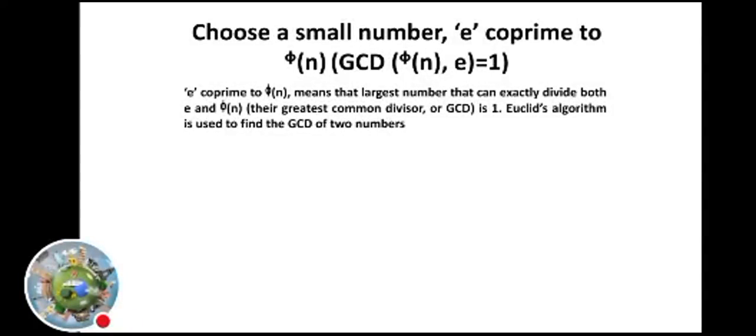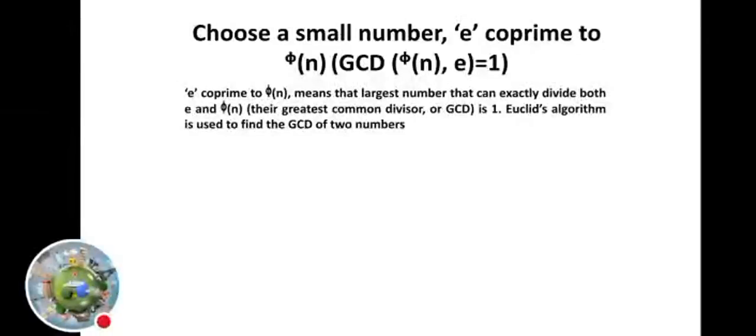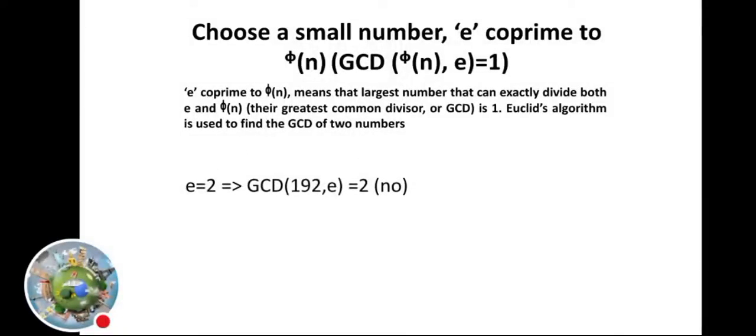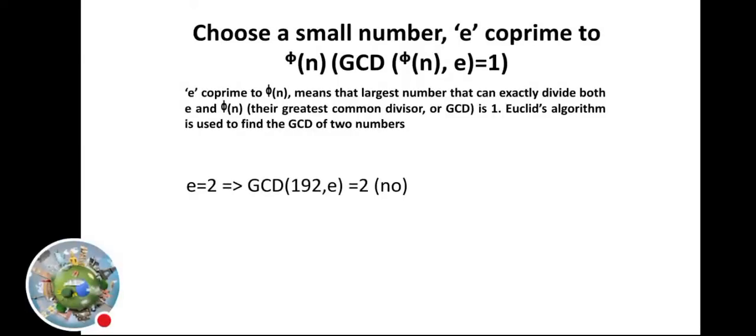E co-prime to pi of n means the largest number that can exactly divide both e and pi of n, their greatest common divisor, GCD, is equals to 1. Euclid algorithm is used to find the GCD of two numbers. So the first step, if you take e equals to 2, why are we taking 2? 1 is not a prime, so we are taking from 2 onwards.